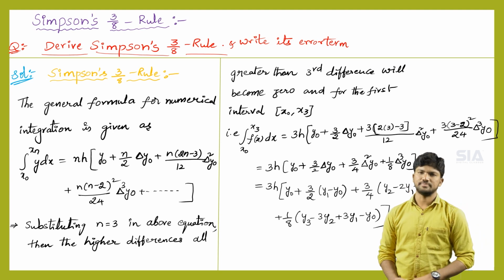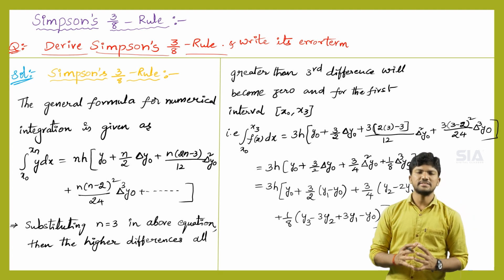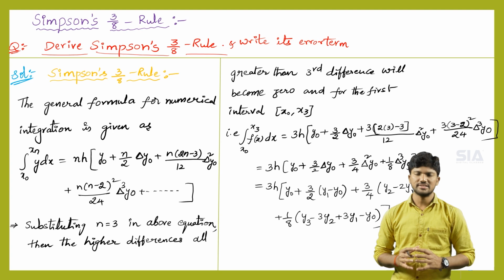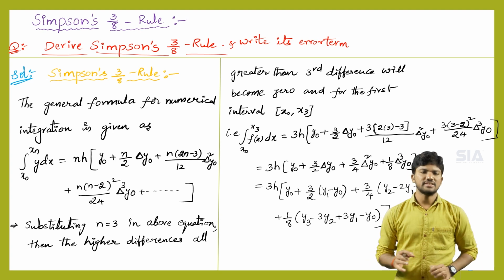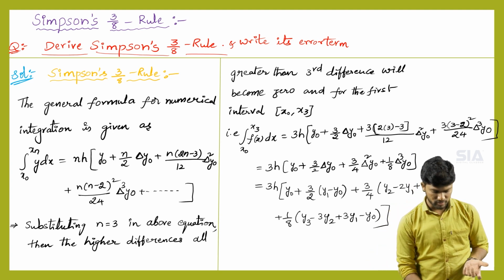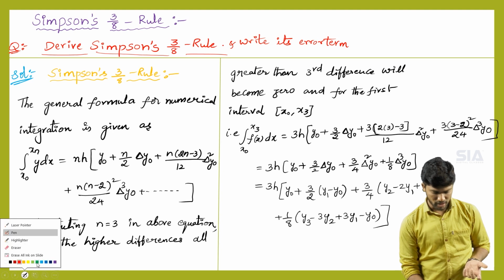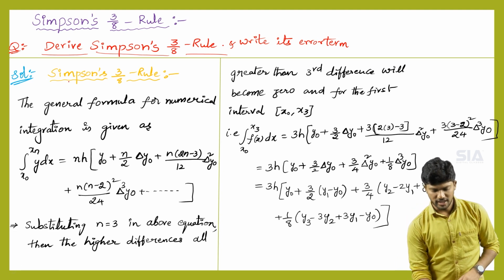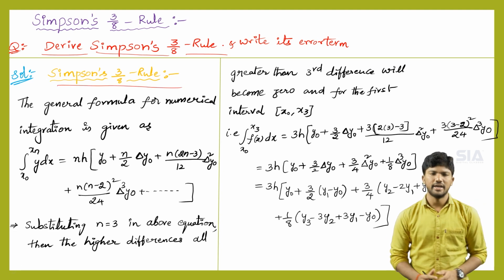So this is the question. We have to derive Simpson's 3 by 8 rule. In the examination also, they will ask you to write the procedure of Simpson's 3 by 8 rule. So whatever the question, you have to be prepared to answer that. Now start the solution: Simpson's 3 by 8 rule.